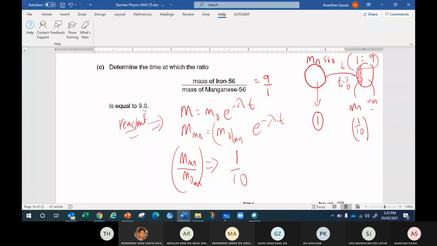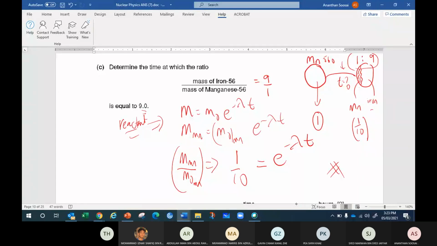Right? 1 over 10, right? 1 over 10 over 1 is 1 over 10, which equals e to the negative lambda t. Yes, this is what you should write. The M over M naught must be 1 over 10, because this formula is for the reactant. Reactant means we focus on manganese.